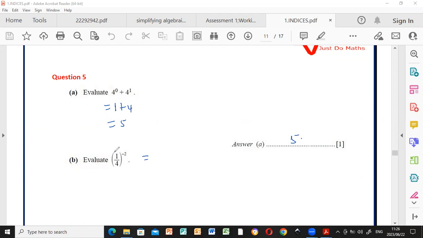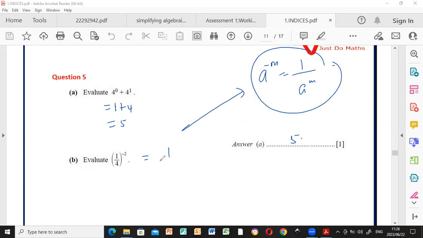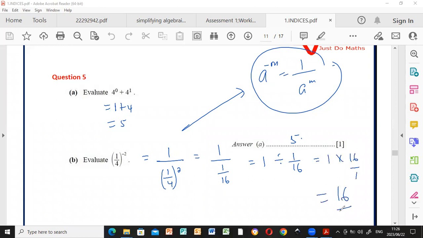On the next problem, (1/4) to the power of negative 2, applying the laws of negative powers. Remember, a to the power of minus m is the same as 1 over a to the power of positive m. So here, this is the same as 1 over, we keep 1/4 as it is, but to the power of positive 2. So this is the same as 1 over, what is 1 squared? You get 1. What is 4 squared? You get 16. So in other words, this is the same as 1 divided by 1/16, which is the same as 1 times 16 over 1. And this gives us 16. So this is our solution.